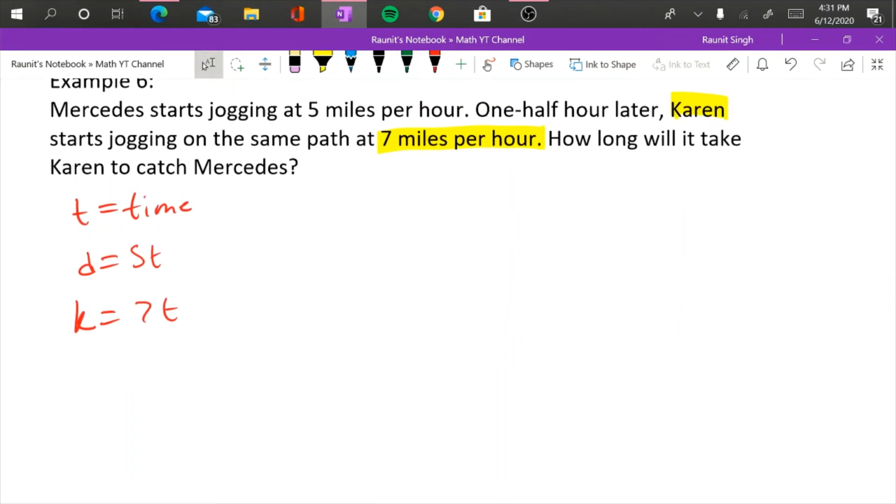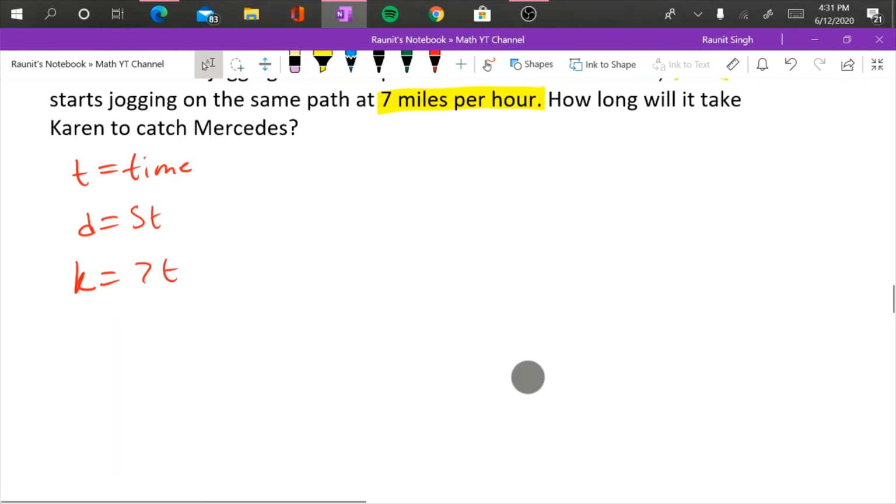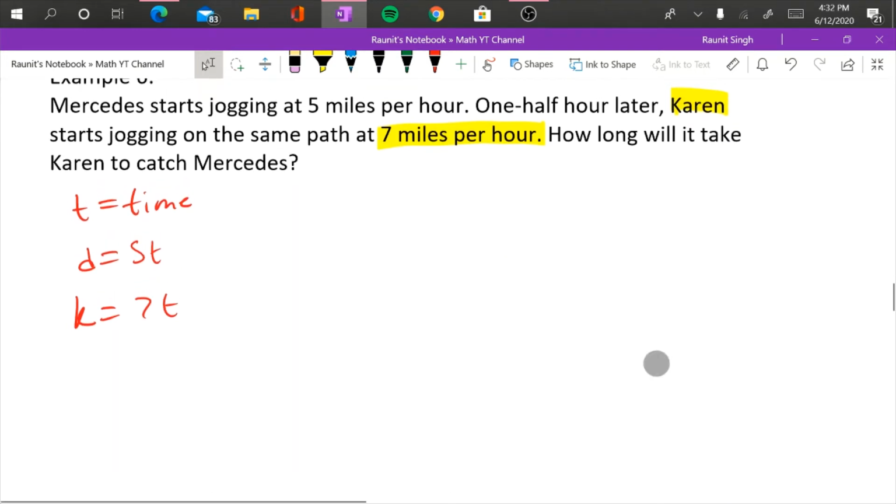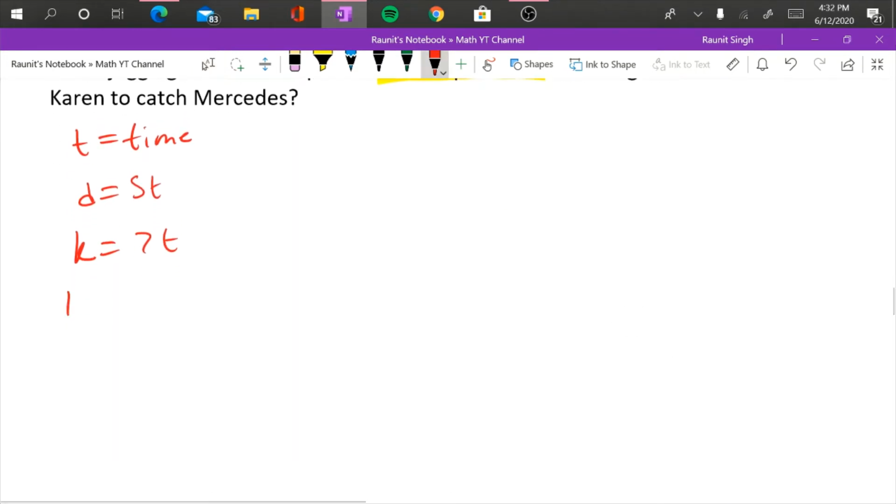Now, Mercedes starts half an hour before Karen starts. So she gets a half an hour bonus. So for Mercedes, I'm just going to put an M. She jogged at 5 miles per hour, and she started half an hour earlier, so she's going to get a time of t plus 1/2.